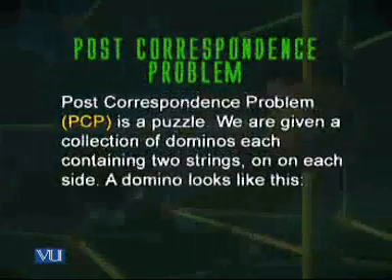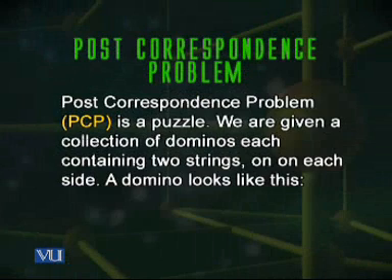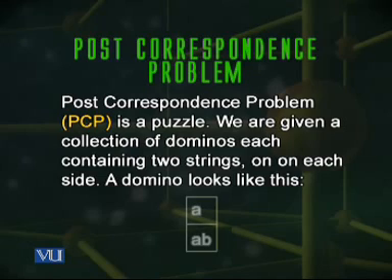So let's look at a few concrete examples to make ourselves familiar with this problem. The PCP problem is a puzzle. We are given a collection of dominoes, each containing two strings, one on the top and one on the bottom. A domino looks like this. This particular domino that you see on your screen has A written on top of it, and on the bottom it has AB written. So that's how one domino looks.